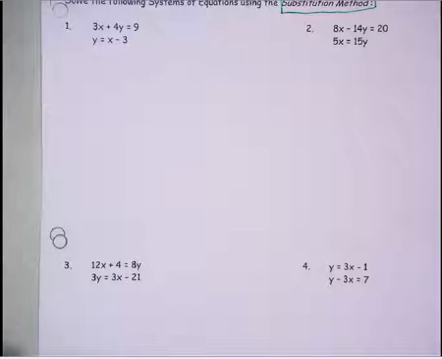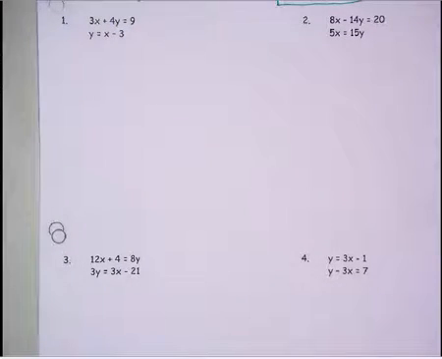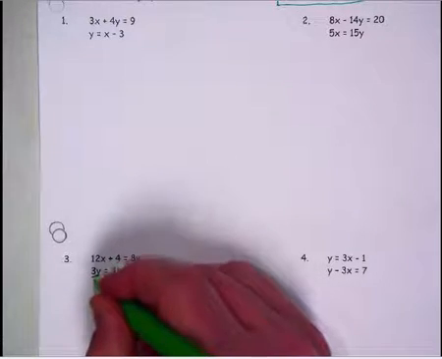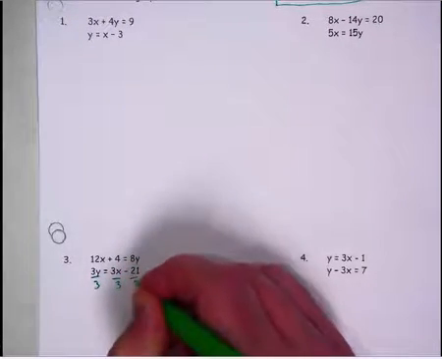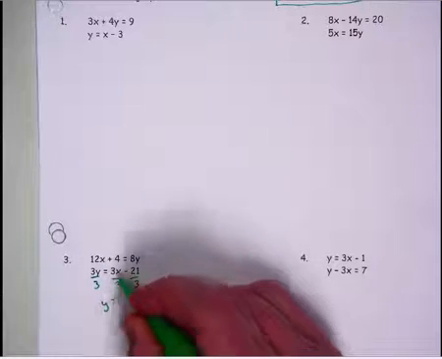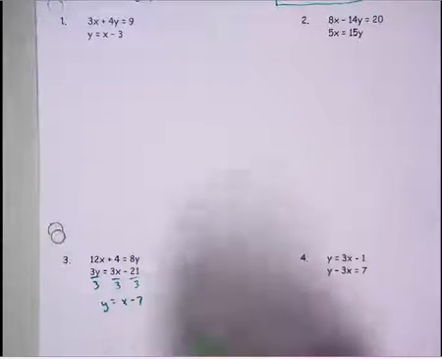So, on the steps that you received, the first thing that it says is to make sure one of the variables is alone in one of the equations. So I'm going to look at these two equations. I don't see anything alone right now, but I do look at the second equation and it says 3y equals 3x minus 21. Well, I notice that everything here divides by 3, so I'm going to do that. And that gives me y equals x minus 7.